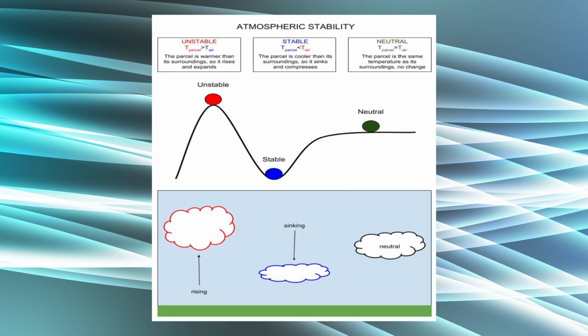So atmospheric instability refers to the tendency of air parcels, just pockets of air, to rise or sink based on temperature differences. So an unstable atmosphere encourages vertical motion, leading to the development of cloud, precipitation, potentially severe weather. This occurs when the warm air near the surface rises because it's less dense than the surrounding air.